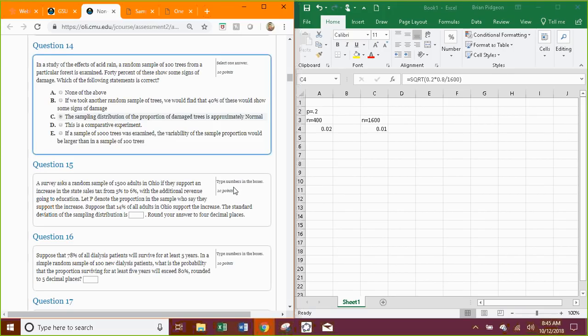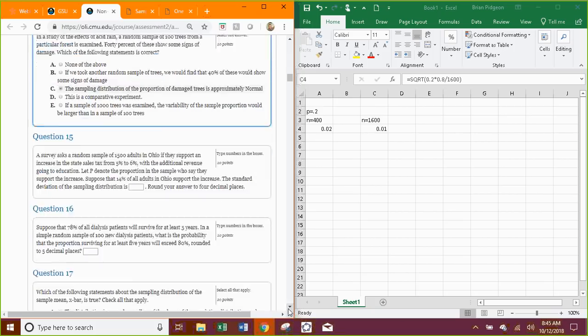So, I'm going to say it's probably C, because with a sample size of at least 100, we're meeting that n times p and n times 1 minus p criteria.